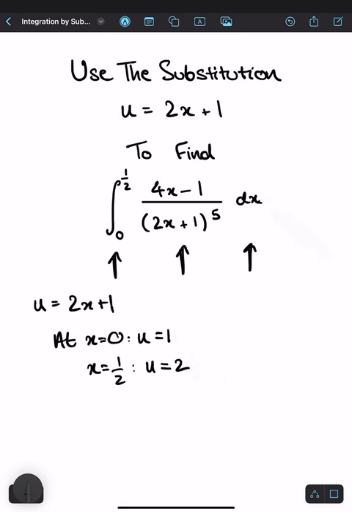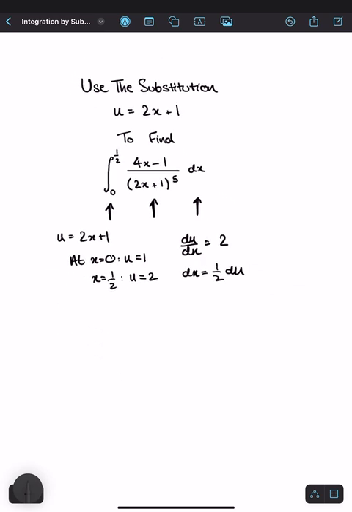Now we see we have dx, but we want du. So using u equals 2x plus 1 again, if we differentiate this, we have du by dx is equal to just 2. And rearranging, we get dx is equal to a half du. Now that we've sorted out the first and the third things, let's start substituting in.